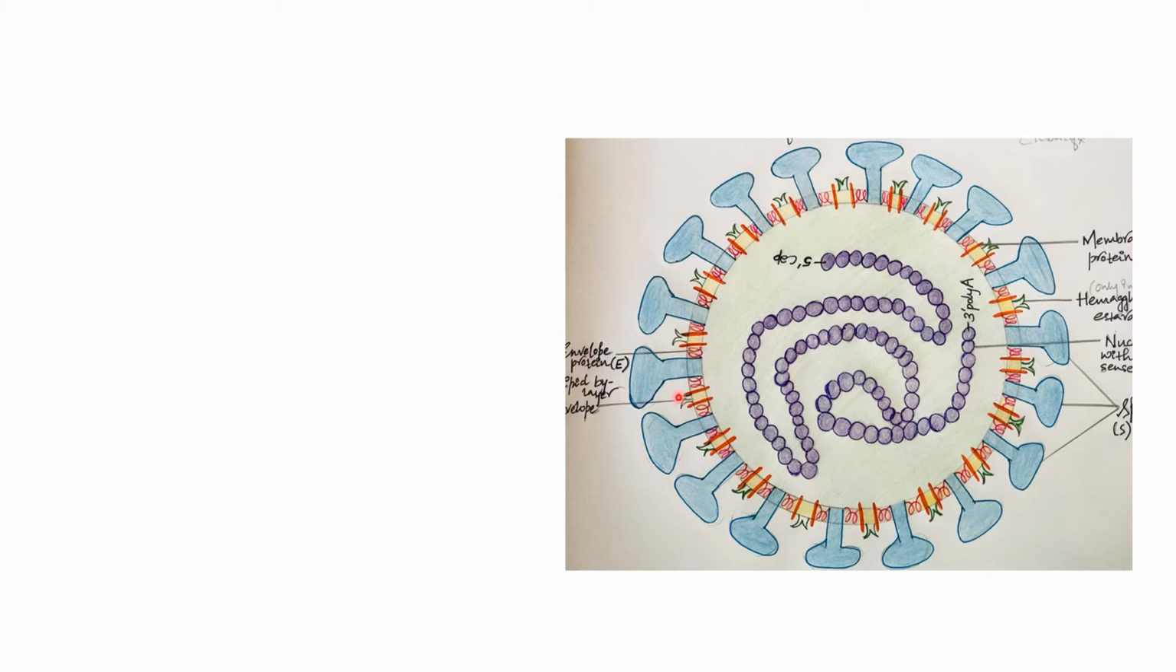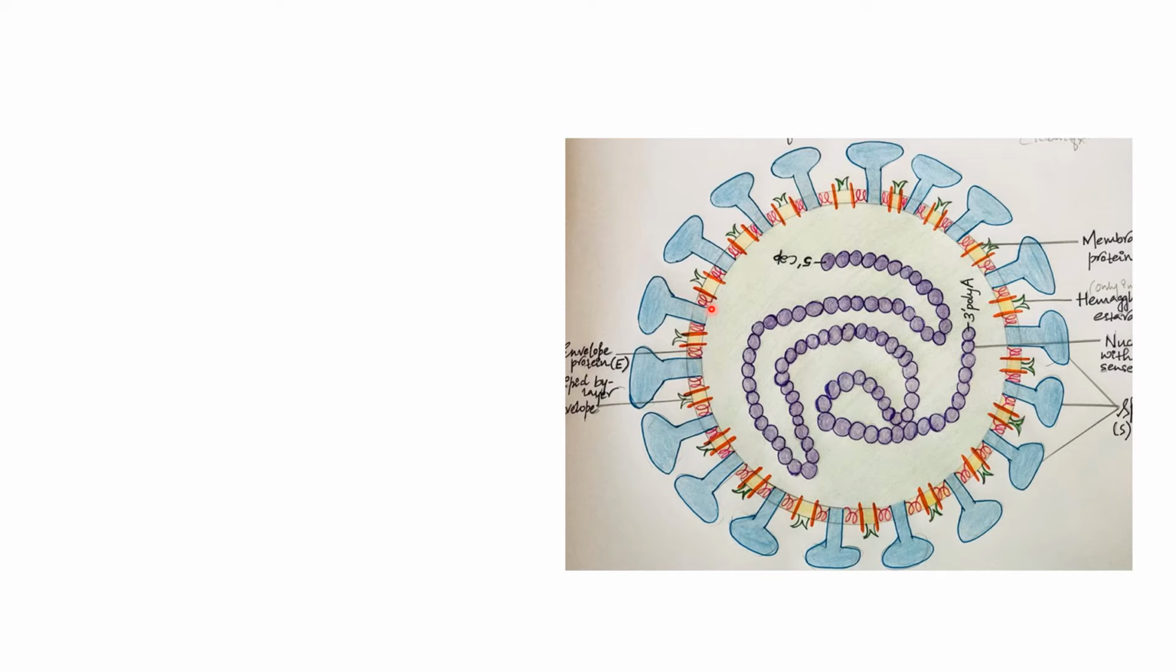This is enclosed within an envelope. This is the envelope. Envelope is made up of lipid bilayer and it has proteins like M proteins, membrane proteins, S proteins, spike proteins, and E proteins, envelope proteins. You can see in the picture.